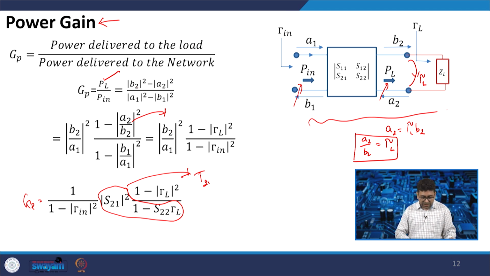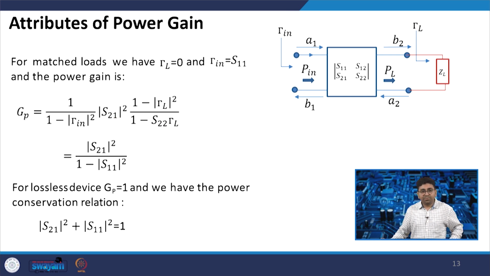Now, we will move to another equation that we are going to derive, that is the attributes of the power gain. For matched loads you can consider gamma L equal to 0 and gamma in equal to S11. The power gain is 1 by 1 minus gamma in square, S21 square, 1 minus gamma L square, over S22 into gamma L. So, if you make this 0, this term is 1, and this is also 0, then you will have S21 square by 1 minus S11 square.